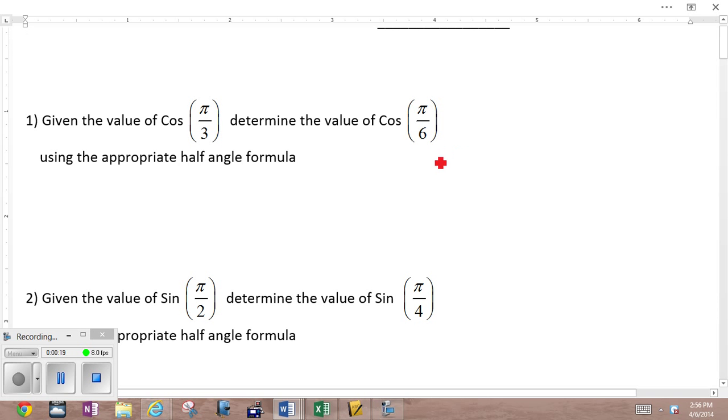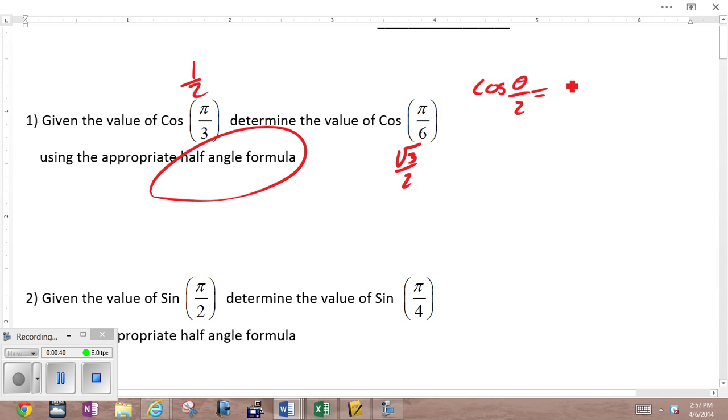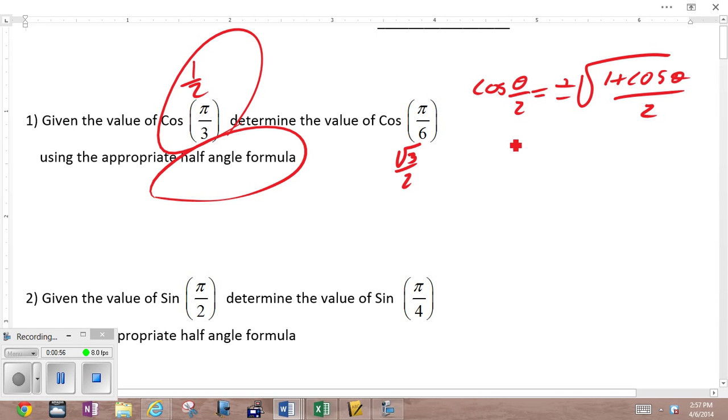We know what the cosine of pi over 6 is. We know it's root 3 over 2. We know that the cosine of pi over 3 is 1/2. So it says, using the half angle identity for cosine. The cosine half angle identity is cosine of theta over 2 is plus or minus the square root of (1 plus the cosine of theta) over 2. If we want to find the cosine of pi over 6 from the cosine of pi over 3, we're going to use this identity.